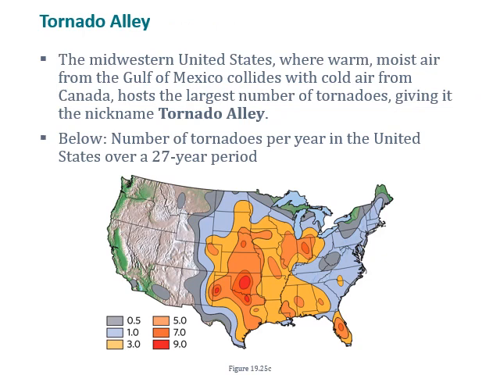There's an area where tornadoes form in especially high numbers every year. This is known as Tornado Alley in the Midwestern United States. In this case, this is where warm, moist air from the Gulf of Mexico collides with cold air from Canada, producing the largest number of tornadoes. This is shown in the figure below.